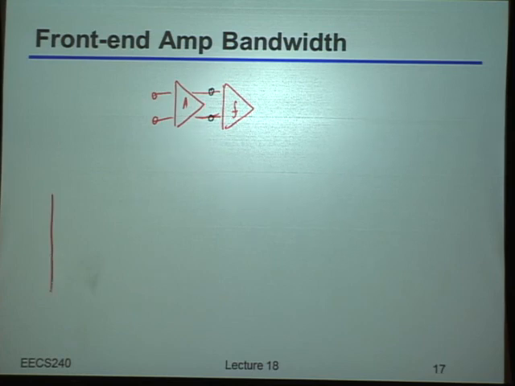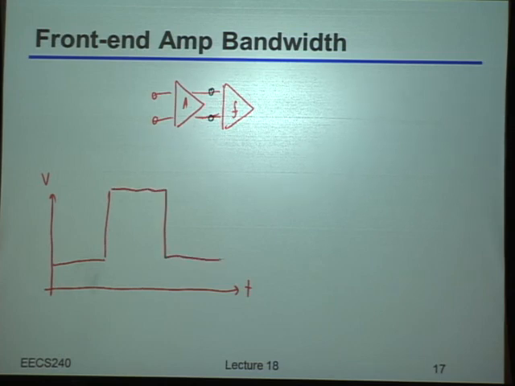So let's say we're just lucky and we have a perfect channel. If I look, for example, at the voltage versus time going into my preamp, I've got something that looks like this. And by this, I mean, if the transmitter sent a 0, 1, 0, or a long string of zeros, a 1, and then another long string of zeros, that would be the analog waveform going into my amplifier.